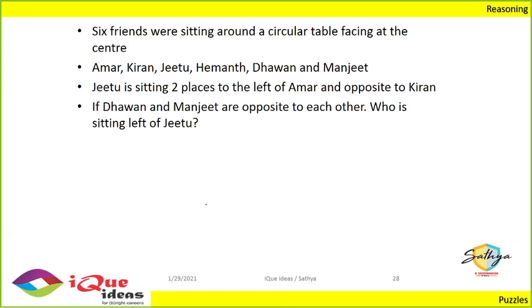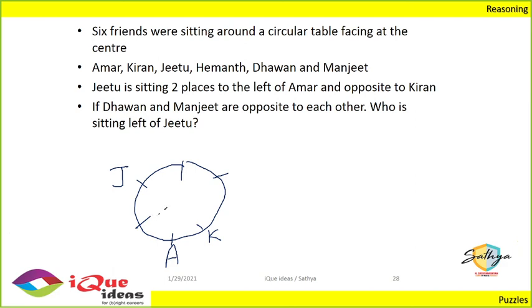Okay. So 6 people around a table. Jitu is 2 places to the left of Amar. So if this is Amar, 1, 2. Jitu is 2 places to the left and opposite to Kiran. So Jitu is opposite to Kiran. So this is Kiran. Dhawan and Manjeet are opposite to each other.